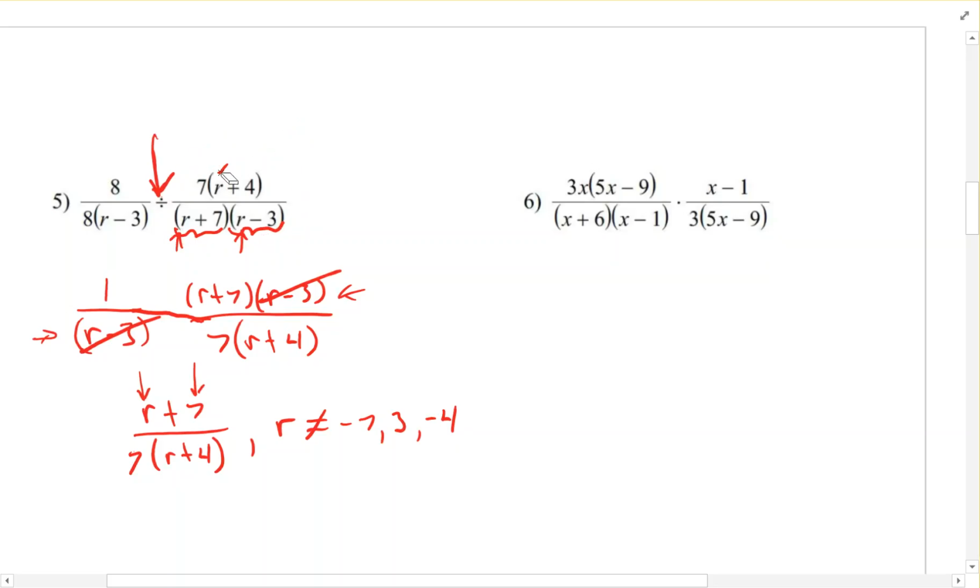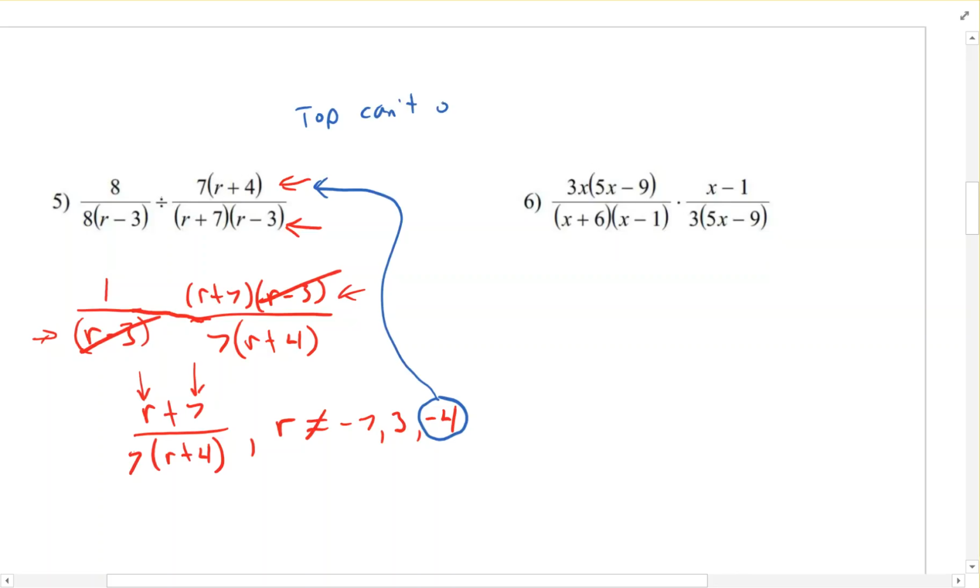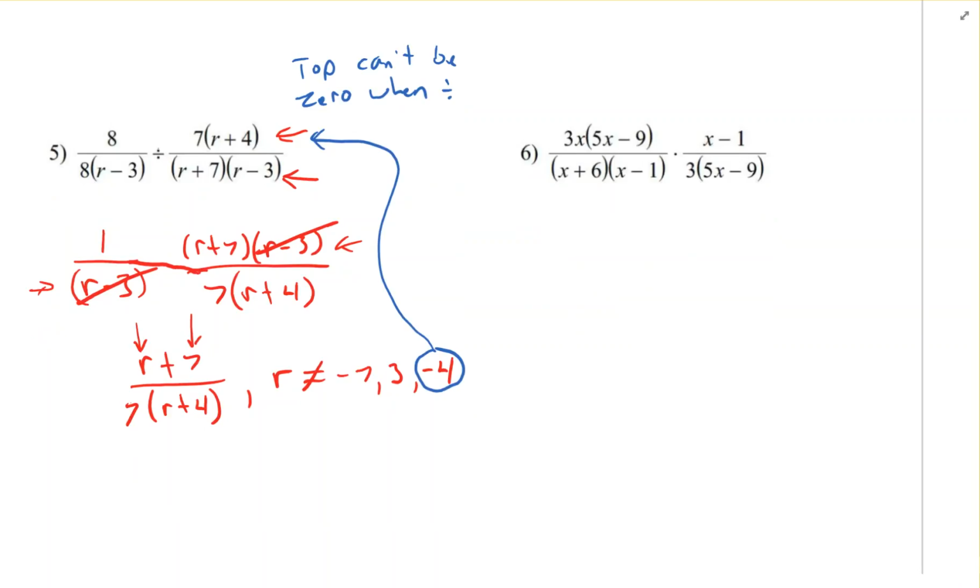So when you are doing these division questions and it says what are the non-permissible values, you are looking to see what makes the denominator of the original one equal to 0, and you're looking at what makes the numerator equal to 0 as well. So I'd make yourself a little note there, or maybe circle that 4 or negative 4 to tell yourself where you got that from, because you'd say maybe the top can't be 0 when dividing.